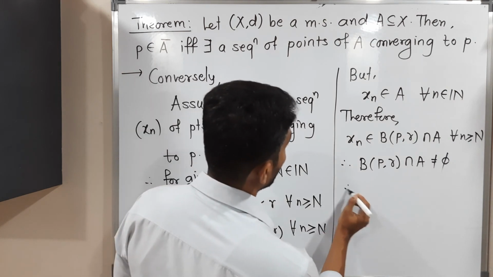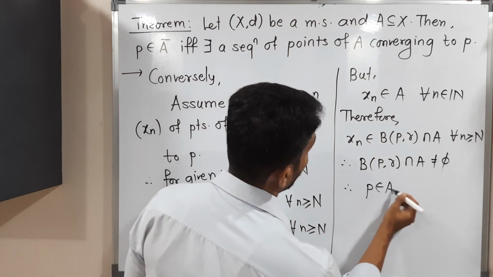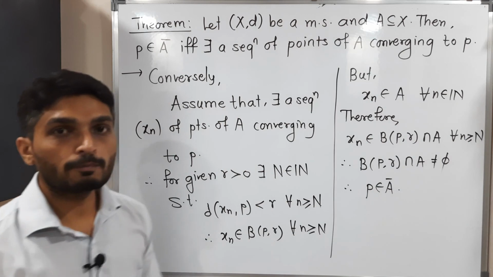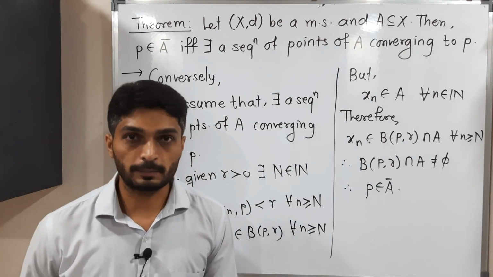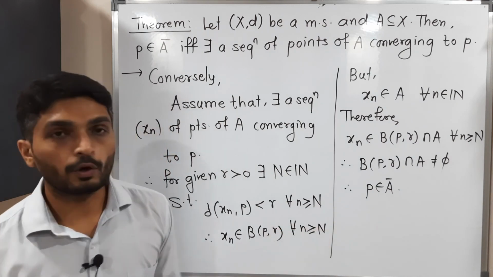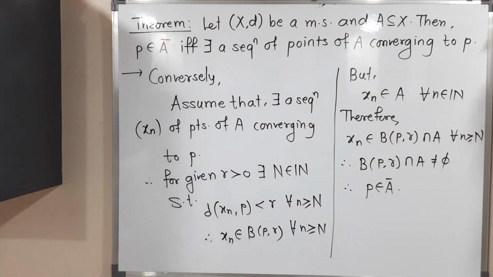So therefore what can we say? P belongs to A bar, since this is the definition of a point which lies in the closure of set A. So therefore finally what we got, P belongs to A bar. So in this way we proved this theorem.